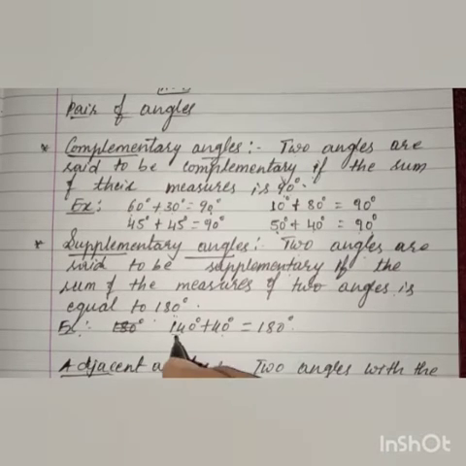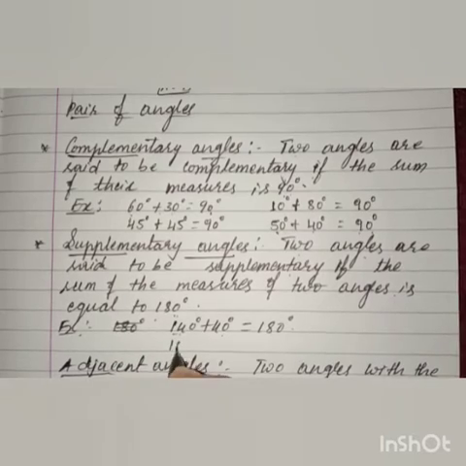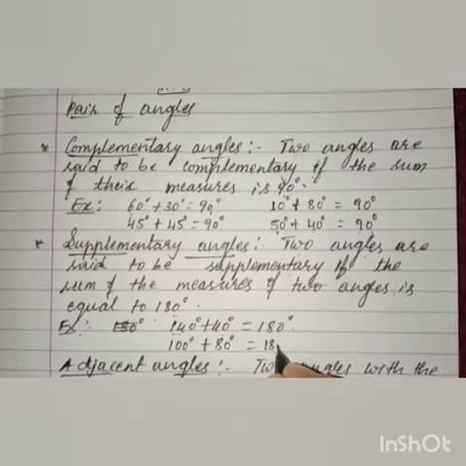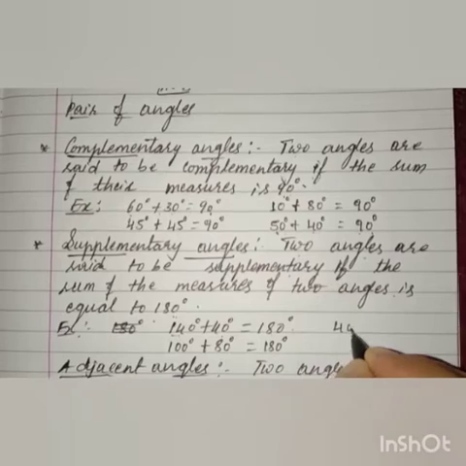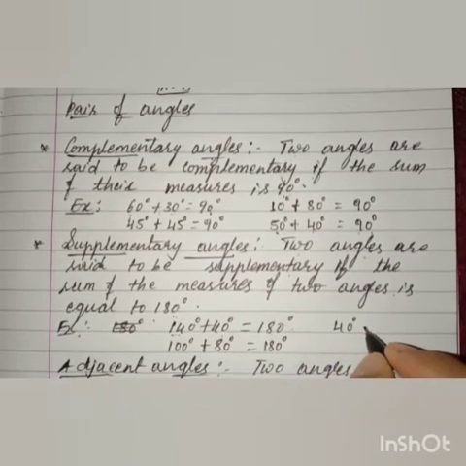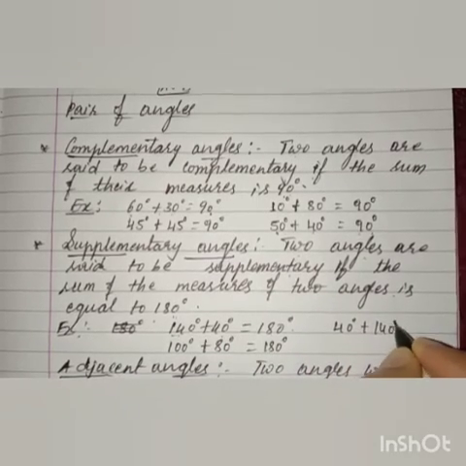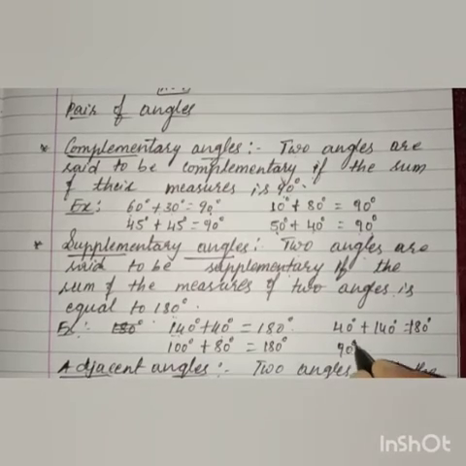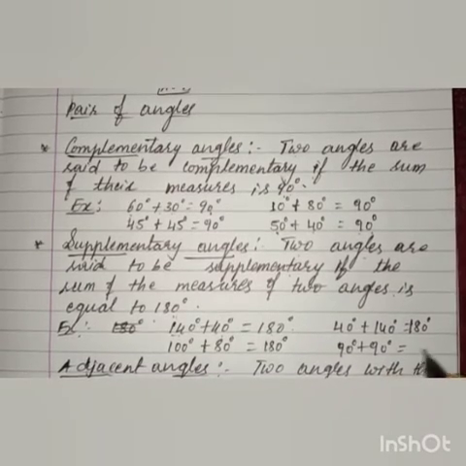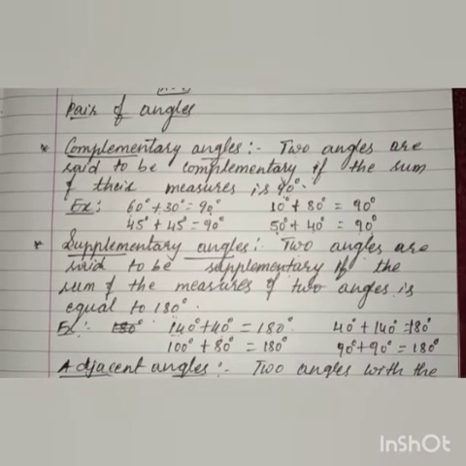Let us take another example. What is the supplementary angle of 100 degrees? 100 plus 80 is 180, right? Yes. Now let us take another example. 40 degrees plus 140 degrees is 180 degrees. Next, take another example. 90 degrees plus 90 degrees is 180 degrees, right? So these are the supplementary angles. Got it, everyone?